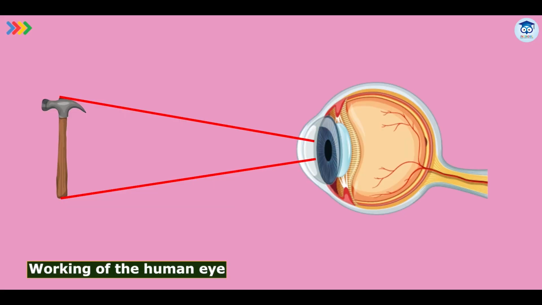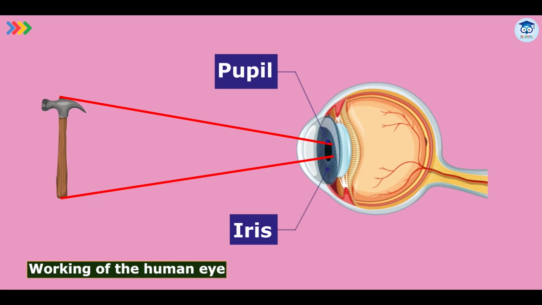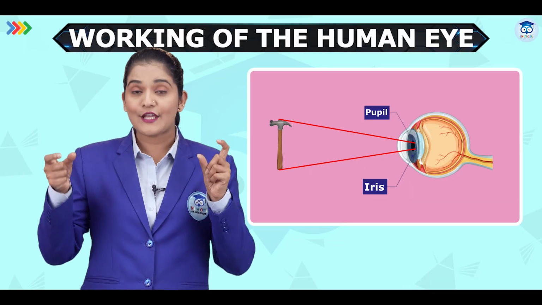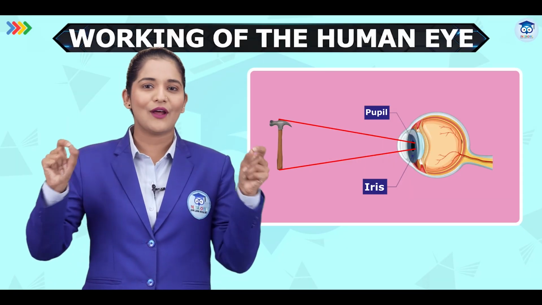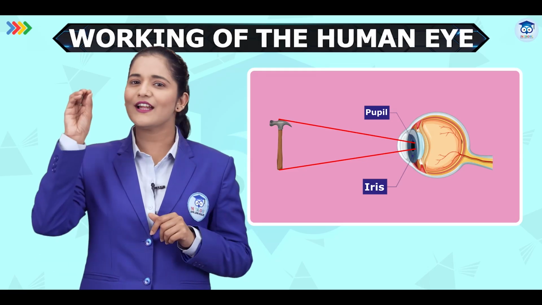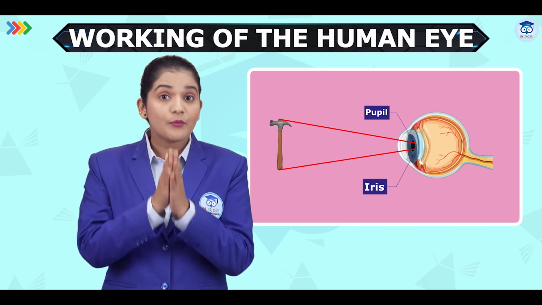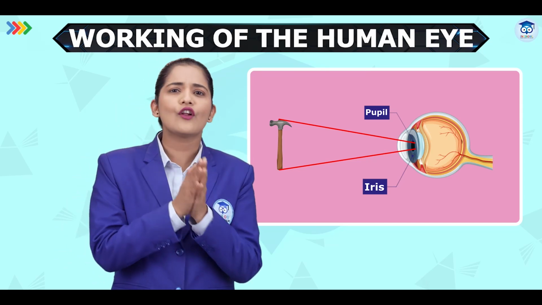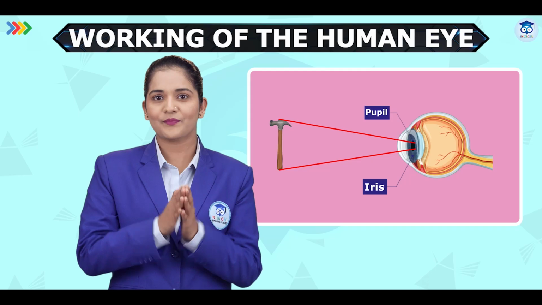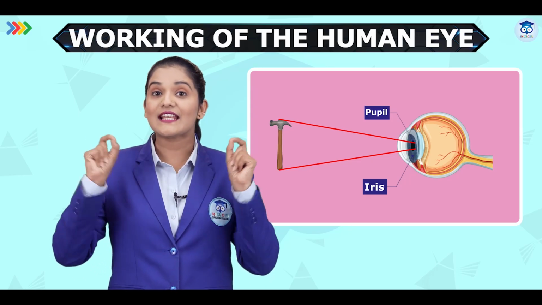Next, the light travels through the aqueous humor and reaches the pupil, the dark circular opening at the center of the iris. The iris, which is the colored part of the eye, functions like a smart controller. It adjusts the size of the pupil based on the surrounding light, ensuring that just the right amount enters the eye. For instance, in bright sunlight, the pupil contracts to limit excess light, while in dim conditions, it expands to allow more light in.